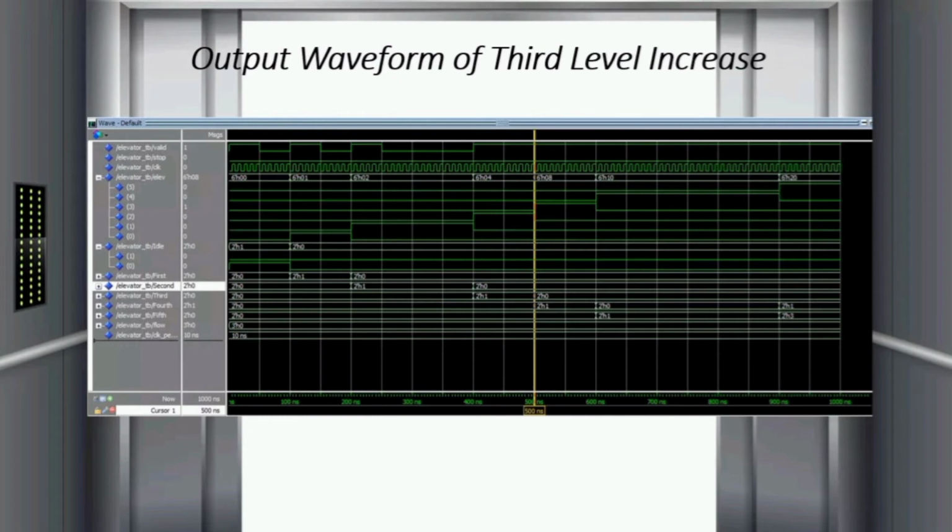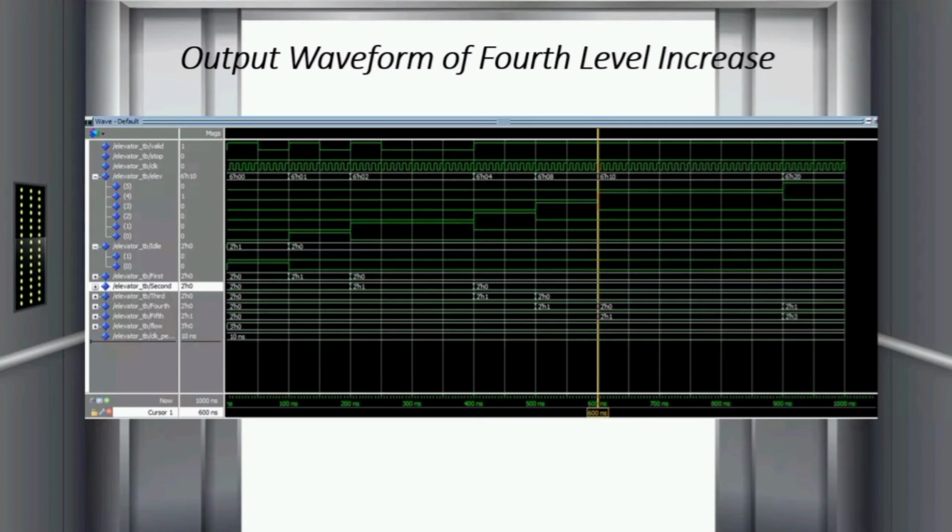This will only occur when the signal of elevator 4 is on high state. Other signals of the floor levels are in low state. In slide 13, it shows the waveform of elevator 4 or the fifth element of the array ELEV. This describes the waveform of the fourth level increase.